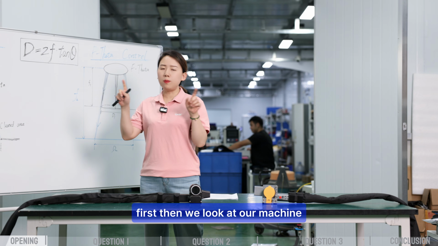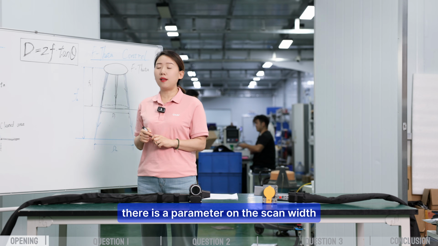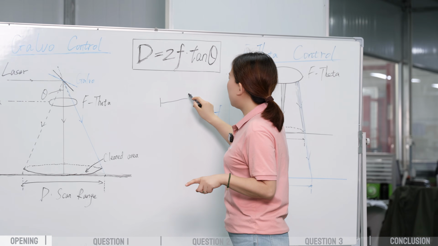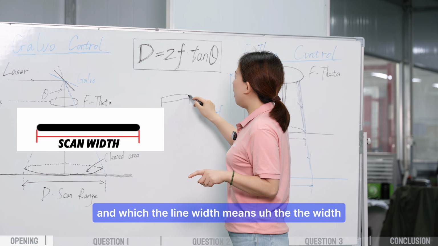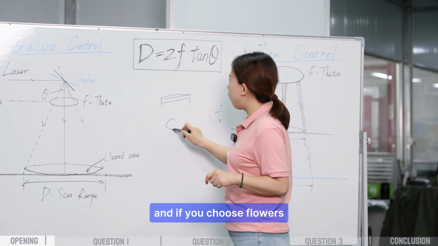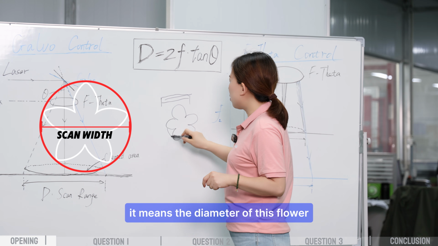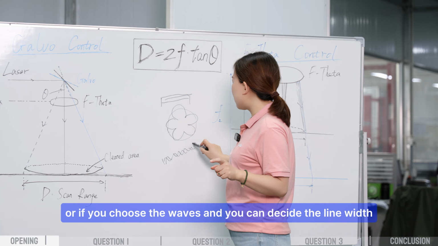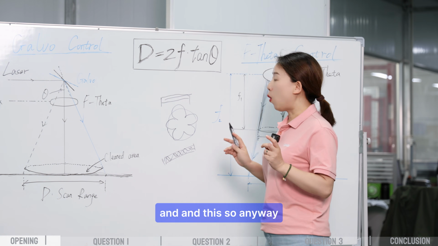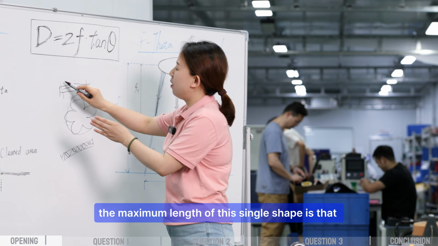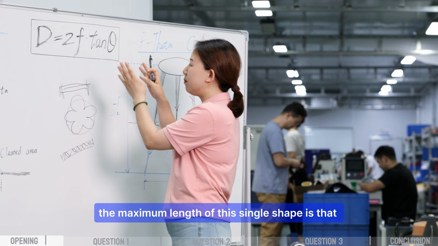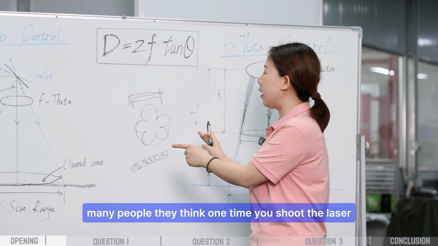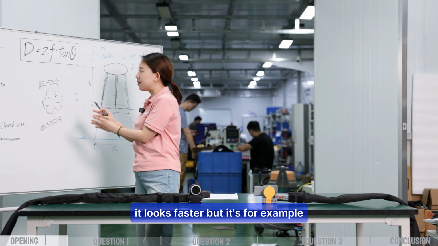First, let's look at our machine. There is a parameter for the scan width, the line width, and of course you can choose different shapes. If you choose the 9 shape, the line width means the width, and if you choose flowers, it means the diameter of this flower, or if you choose the waves, you can decide the line width too. So anyway, the maximum length of this single shape is that many people think one time you shoot the laser, the wider you go, the longer you go, it looks faster.